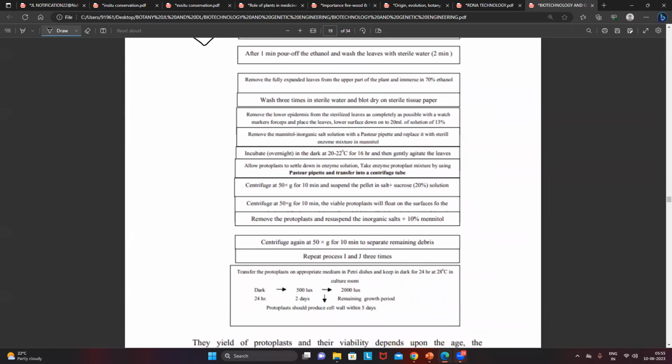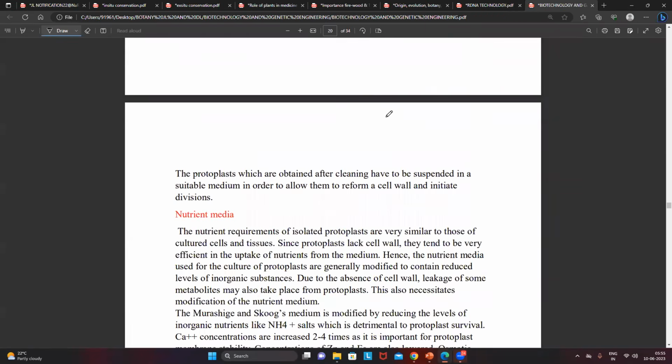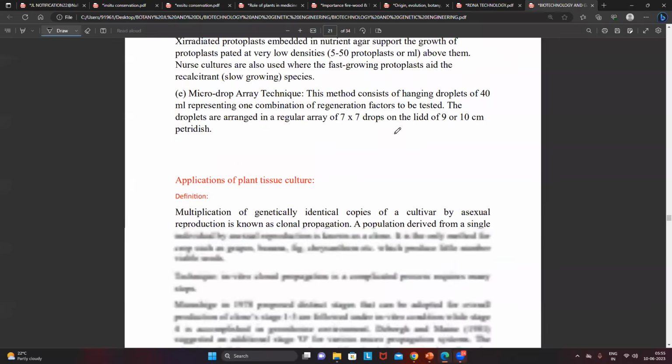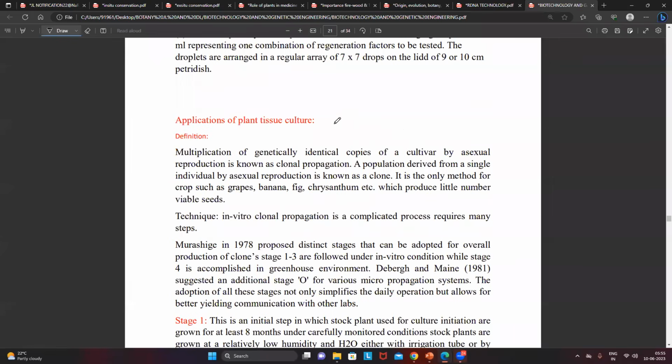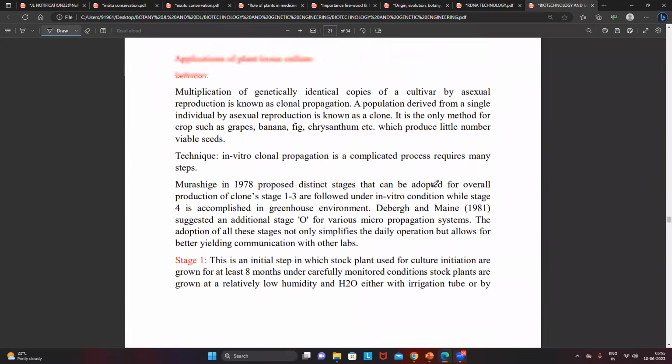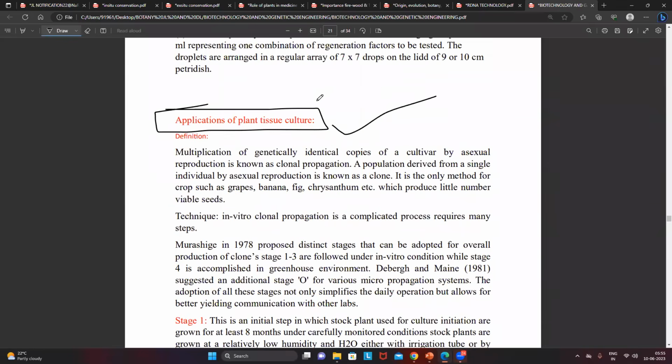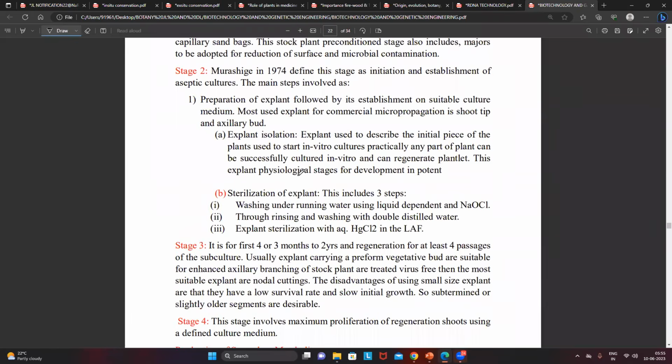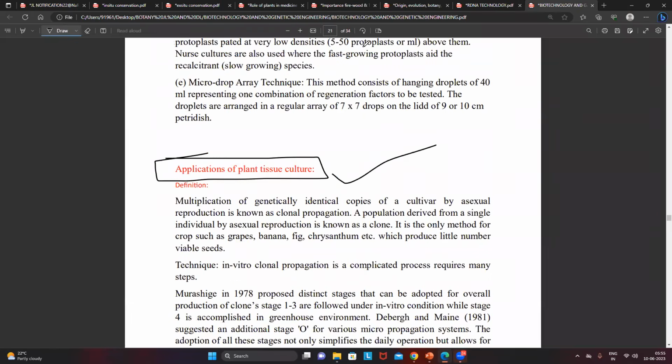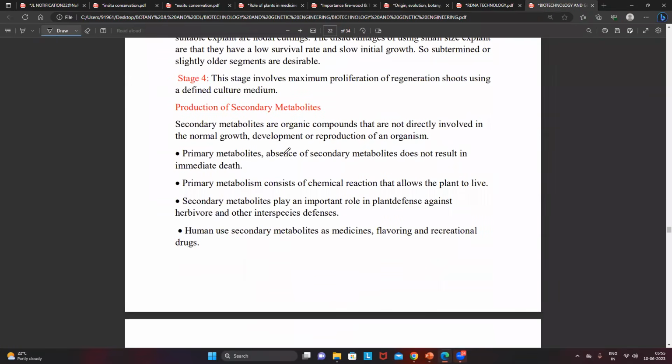Just read the entire preparatory method for the isolation of the protoplast. That's all you have to remember here. Then I told you where the maximum number of questions are coming from: the applications. I will teach you in the PPT very nicely. Once I teach, if you read this, it becomes very easy and you never forget. But if you don't read the study material, it's a waste of my teaching. So you have to read it compulsorily, then you automatically understand.